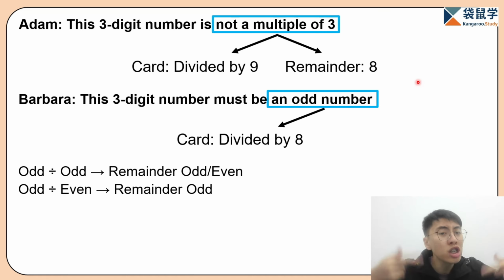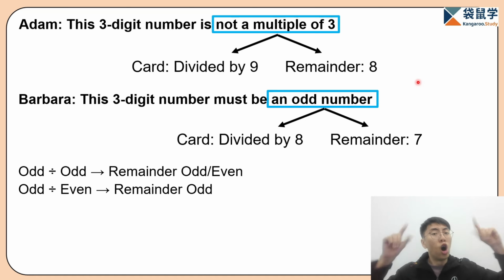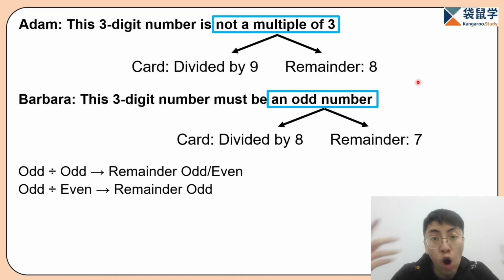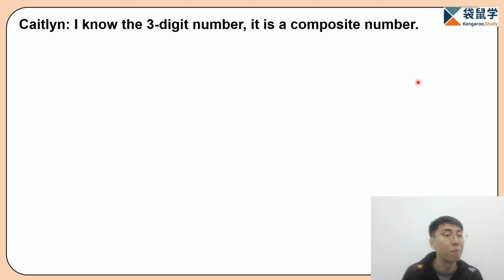And how did she confirm that she got the card that is divided by 8? Similar to how Adam confirmed his, the remainder is just going to be 7. So now we have a lot more information already. Let's compile this information and see what we can get from it.